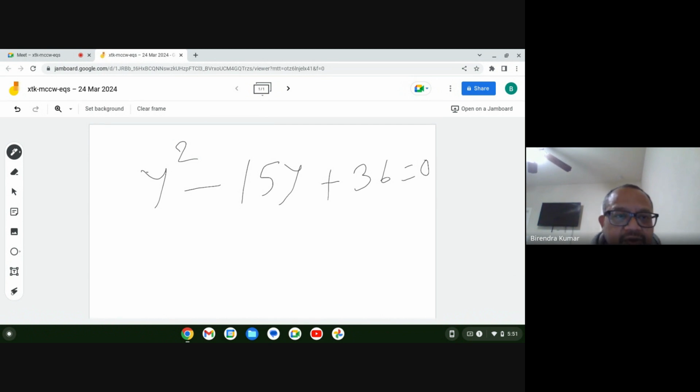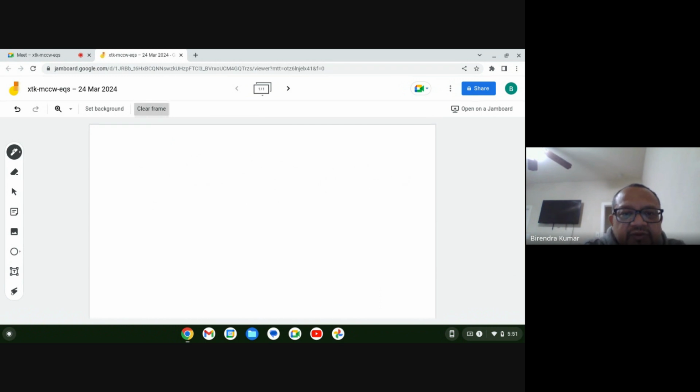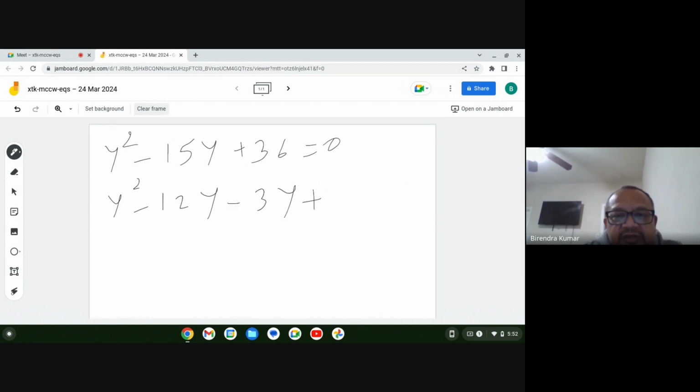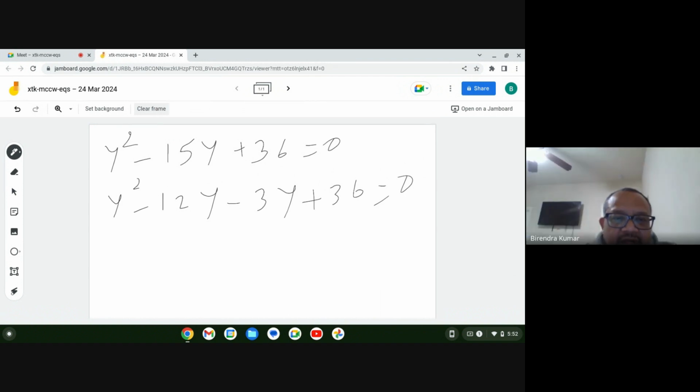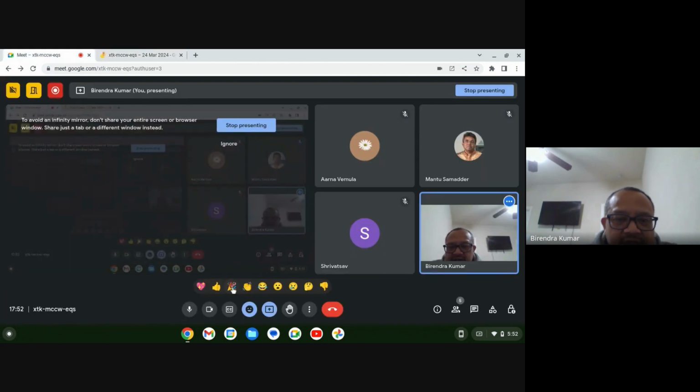I want to know. You said that you split this into y square minus 12y minus 3y plus 36 equals 0. This is what you did? Yeah, that's what I did. But I just switched the 3 and 12. That's it. Okay. So I think you did the right split and you got the right answer. So you get this one and this one.